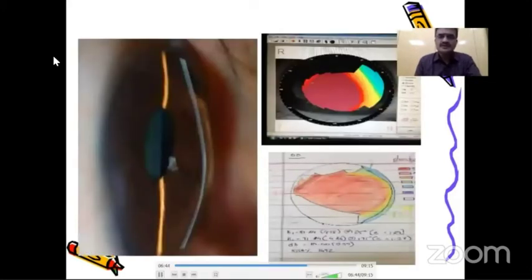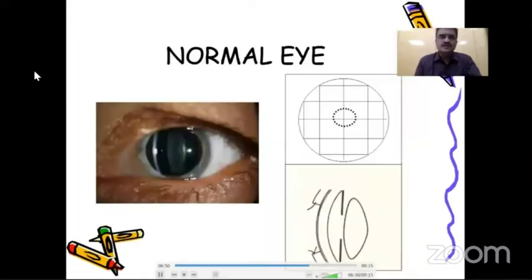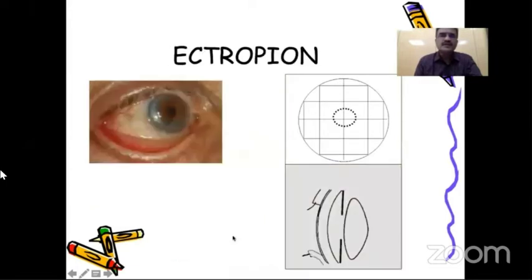And in certain cases, you can use sophisticated topography machines and try to document the same on a sheet of paper. In the normal eye, you can see this case. You can see this is your cornea, this is your iris, this is the lens, this is the lid, this is the normal tear film. And what you see as an isosceles triangle is the tear meniscus. This is how you document the eye in an optical view.